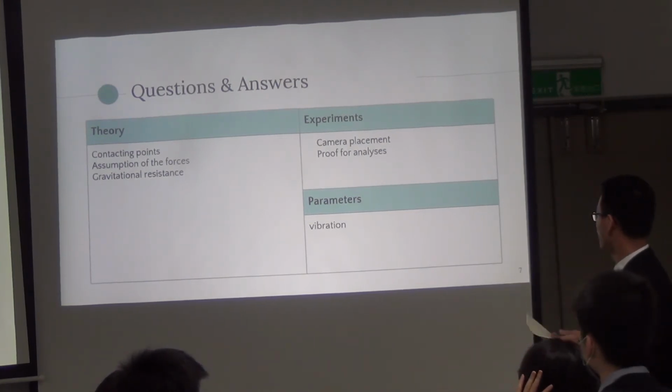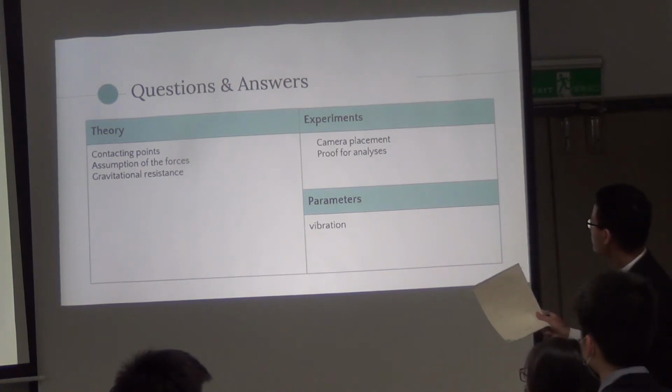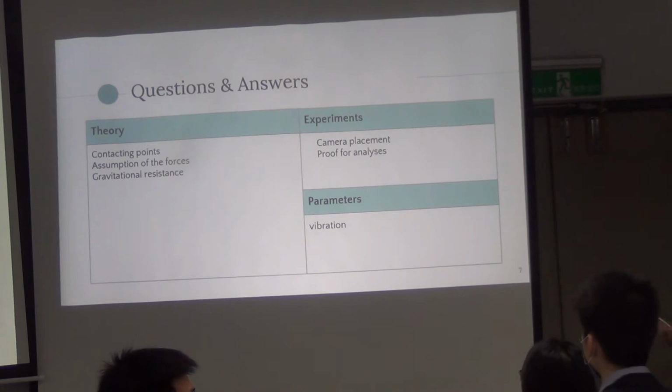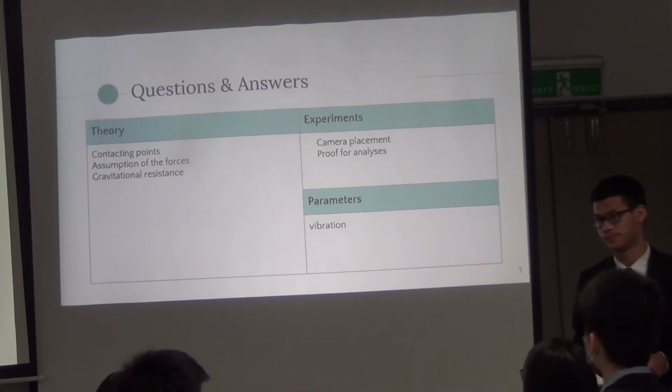So if they cannot prove that, then it might also mean that there could be some wrong things inside the theory. And for the camera placement, it's just a slight thing, but I think if the camera is closer, it will reduce the error. And they don't have really good proof for the analysis, and they didn't mention that the formula is from a reference before. And I think the vibration should be taken into consideration. Thank you.